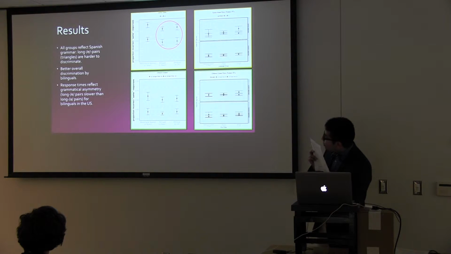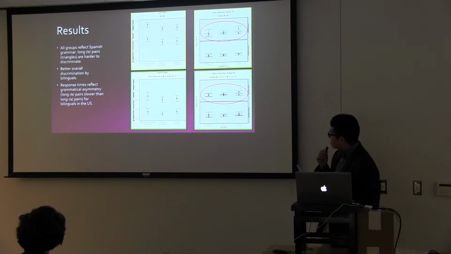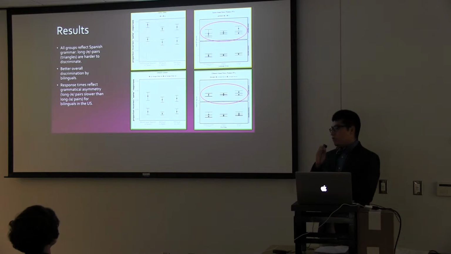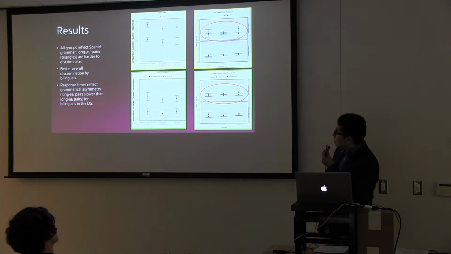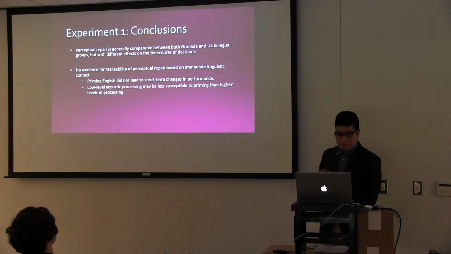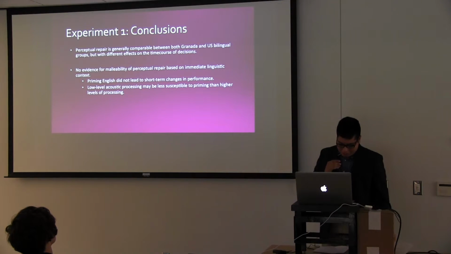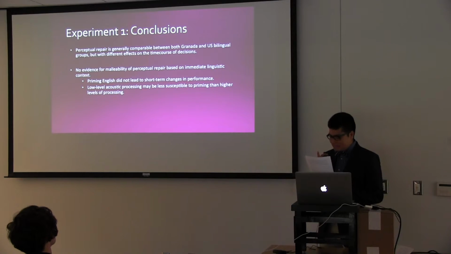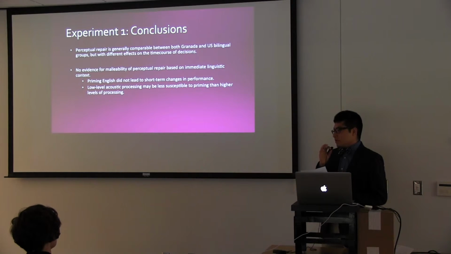And another interesting thing is the response times. The bilinguals took the longest period of time to distinguish the long E vowel from any of the short vowels. So what did we learn from this experiment? We learned that performances between bilinguals were comparable, so they were about the same, but the time course of decision making varied. Bilinguals took a lot longer to respond when comparing the two stimuli, and it turns out that English does have a bit of an effect when you compare the vowels.